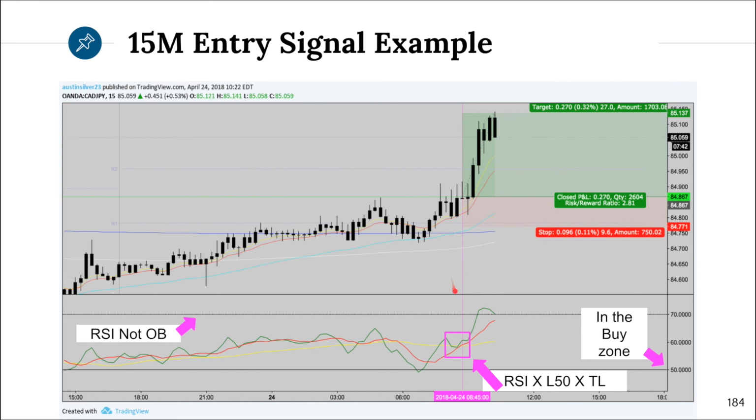Then what you're looking for is the RSI to cross through the liquid 50, throw a 15-minute formation, and a shorter-term time frame S2 entry to qualify this as a trade. So here you can see the RSI crossing the liquid 50 and the trend line in the buy zone, moving towards overbought. On the candles, we can see a 2-candle railroad formation off the 13 EMA, and then you get a 27 pip move to the upside.